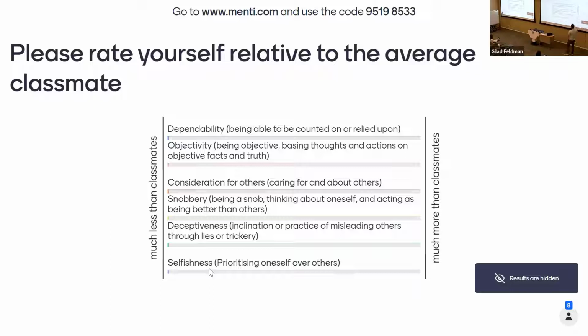Much more than the classmate and much less than the classmate. So the midpoint is you being just like the classmate. And then asking you on different categories. What do you see with these categories? What do you expect in this kind of thing? Yeah, higher on the positive one and lower on the negative one, right?